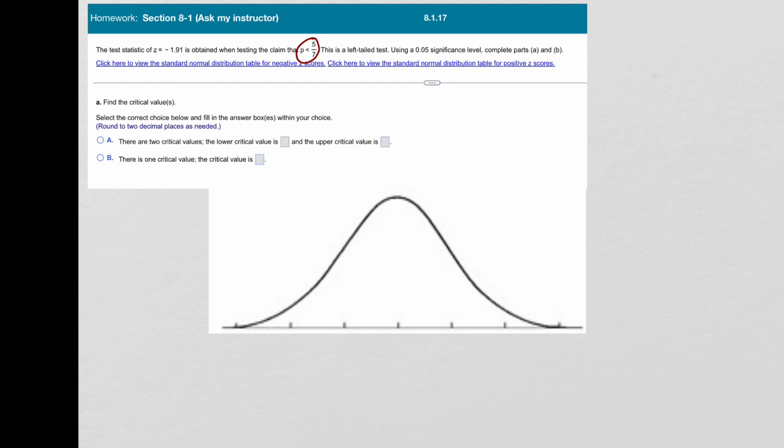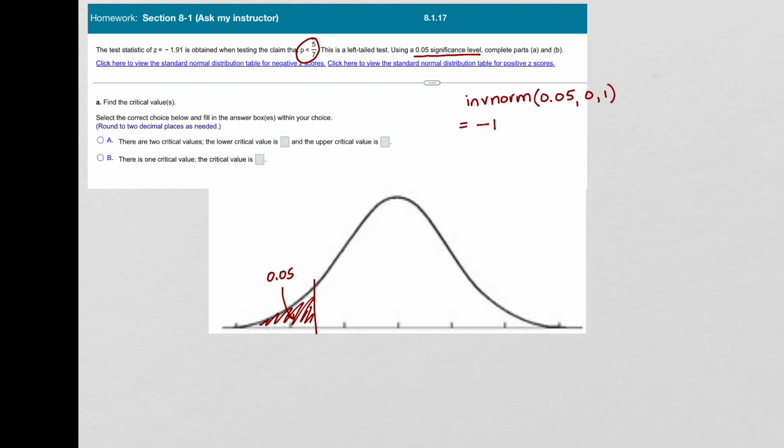So since it's a left tail test and our significance level is 0.05, that means that all of that 0.05 is going to be in the left tail. So here we have 0.05 or 5%, and that's the area in that tail. Since I know the area in the tail, I'm going to use inverse norm, and it's in the left-hand tail, so I go ahead and just use 0.05, and then 0 and 1 for the mean and standard deviation.